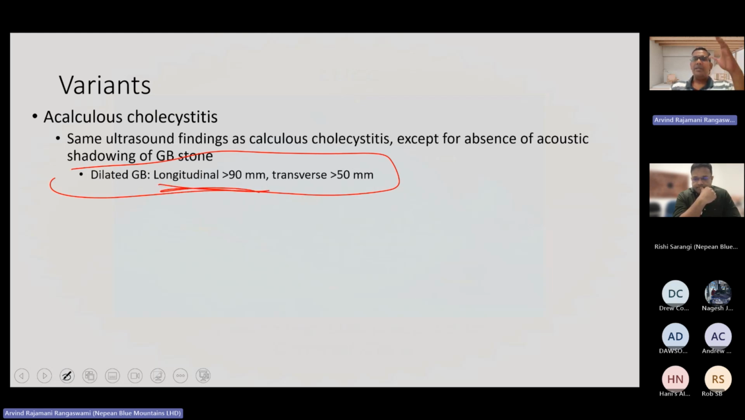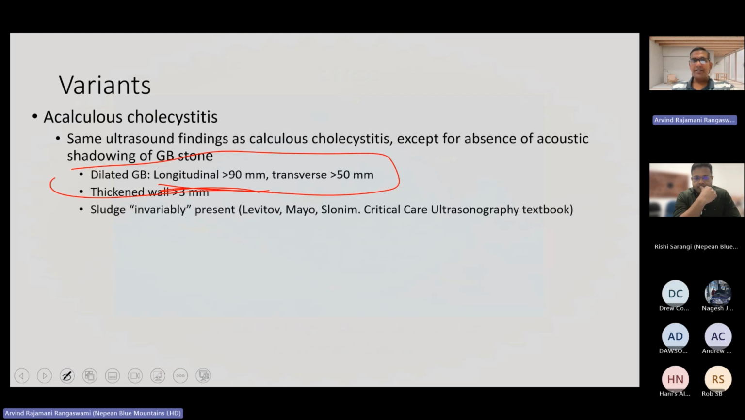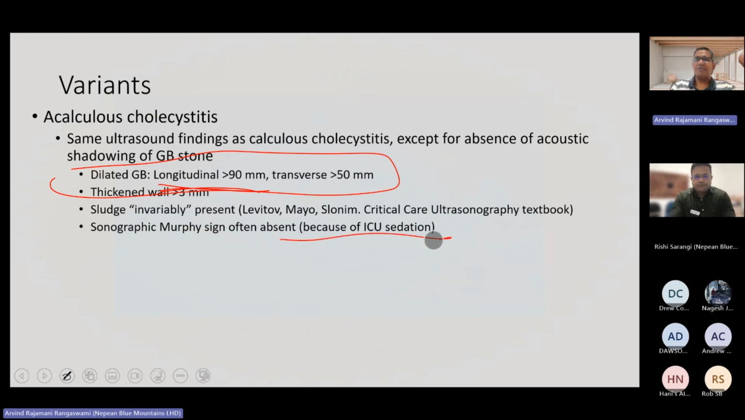Okay. And if you have a small gallbladder, I would not make this diagnosis. The wall might also be thickened. And I believe that sludge is invariably present. I have not looked at the primary papers, but this is from a textbook. The sonographic Murphy sign may be absent because of ICU sedation, but as I said to you, unless the patient is absolutely deeply comatose, there will be tenderness.